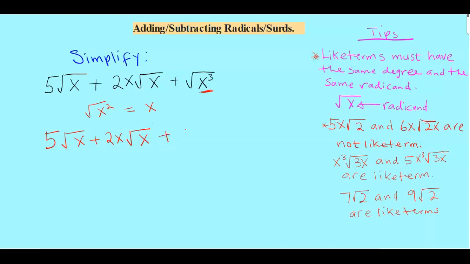So we can rewrite this as x squared times x. It's still the same cube, but we know that the square root of x squared becomes x, so that will come outside, leaving this x behind, and then we have to write the rest of it.